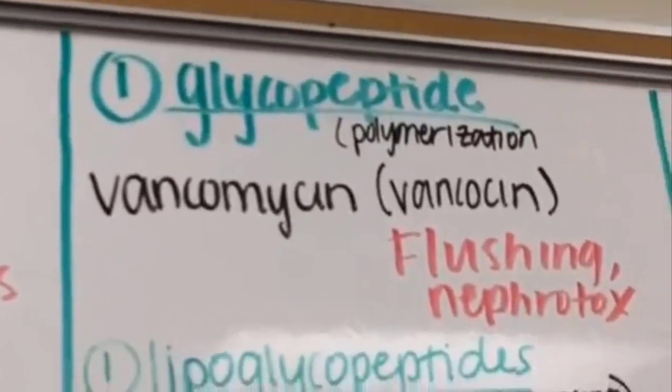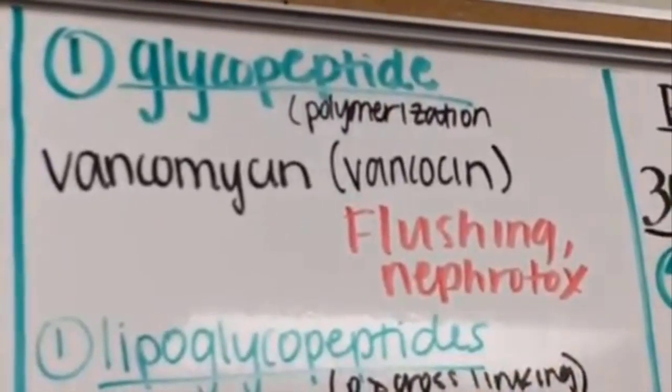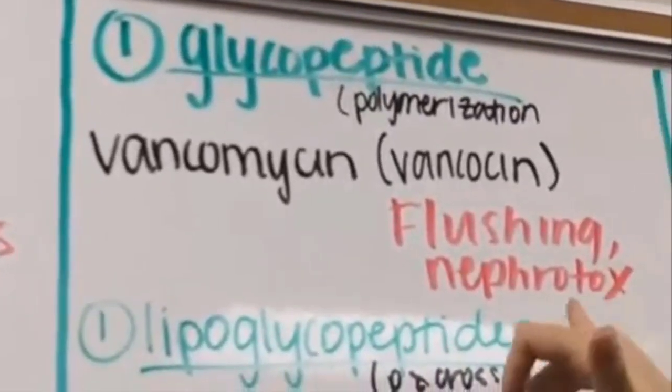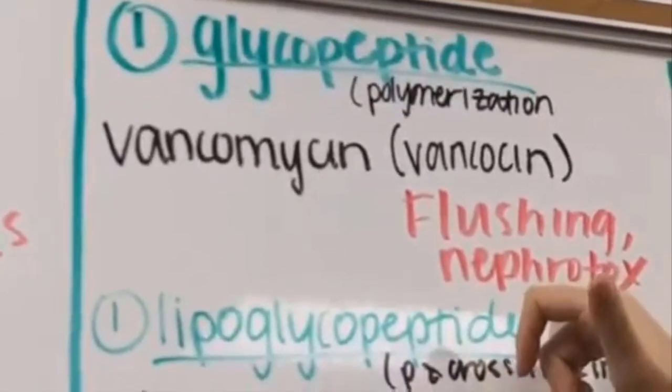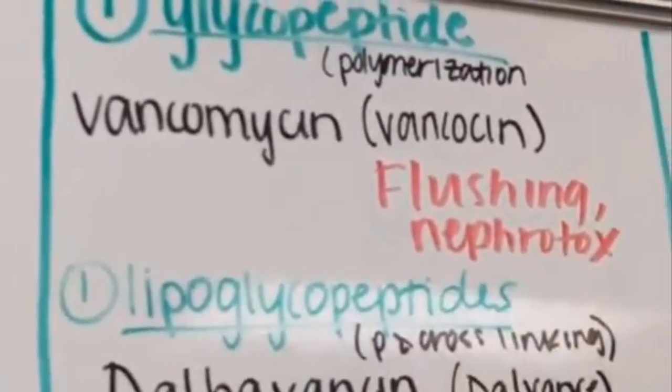Okay, then we move into our glycopeptide, specifically vancomycin. And this, I like to think of red man syndrome as kind of a side effect of this medication. So we like to think of the flushing, and it's also severely nephrotoxic. So we worry about patients that have declined kidney function as well.